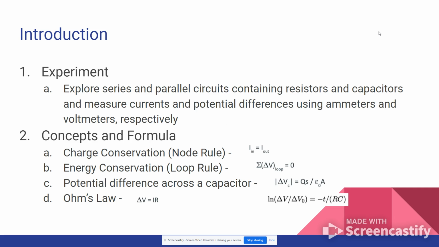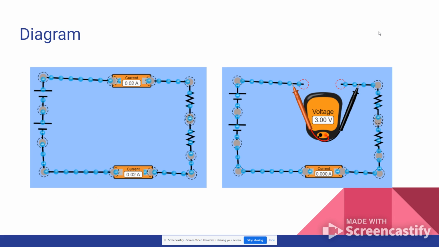This lab experiment will explore series and parallel circuits containing resistors and capacitors and measure currents and potential differences using ammeters and voltmeters respectively. The concepts and formula for this lab are the node rule, which states current in equals current out, the loop rule, which states that the sum of the voltage in a series will equal 0, and the potential difference across a capacitor, which was rearranged for this lab in order to find time-dependent voltage over a discharging capacitor. Additionally, Ohm's law will be used, which states that voltage equals current times resistance.